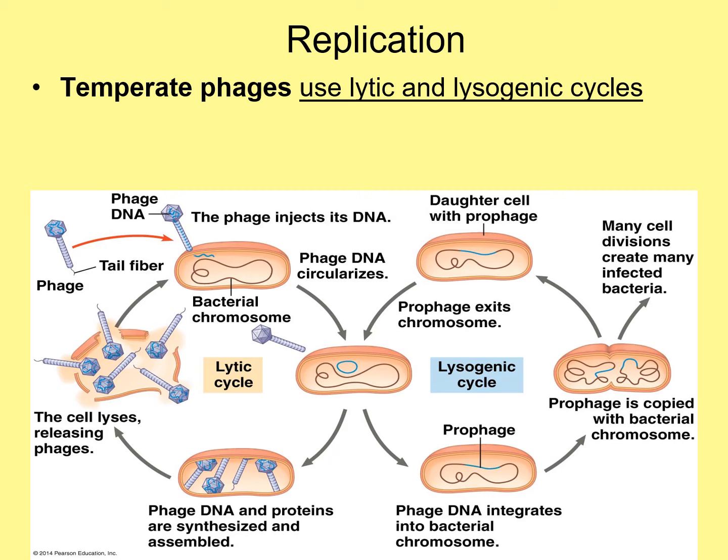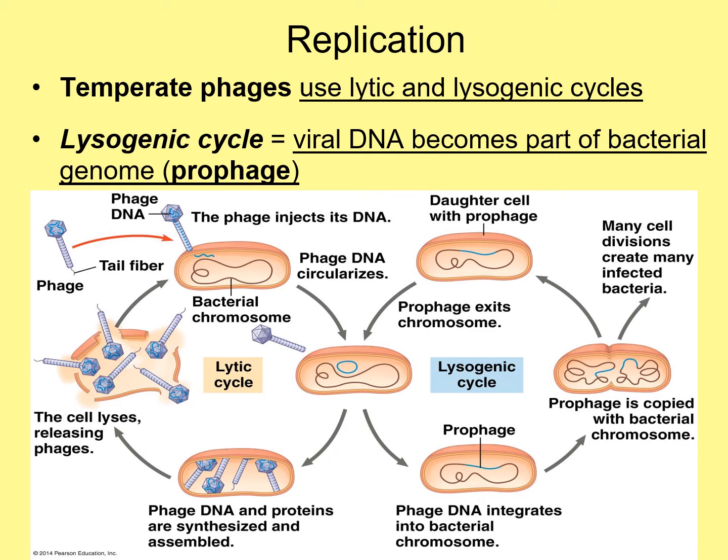But not all viruses use that particular cycle, right? Some are what we refer to as temperate phages if they infect a bacteria, or a temperate virus if they infect a eukaryotic cell. And these types of viruses use both the lytic and the lysogenic cycles, and they alternate between the two.